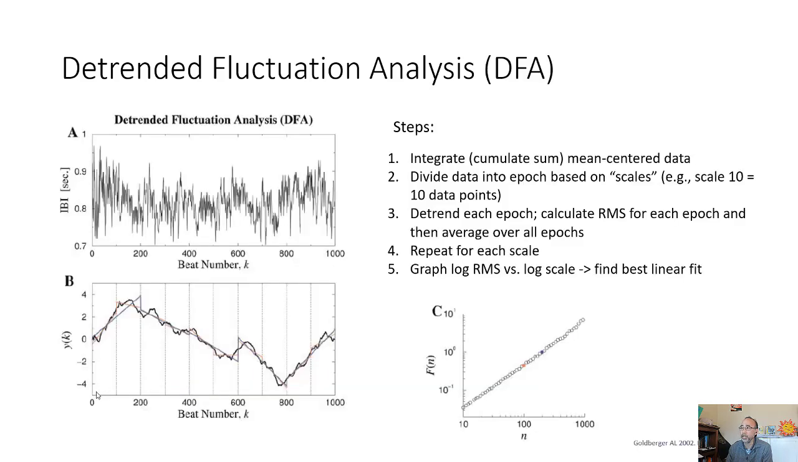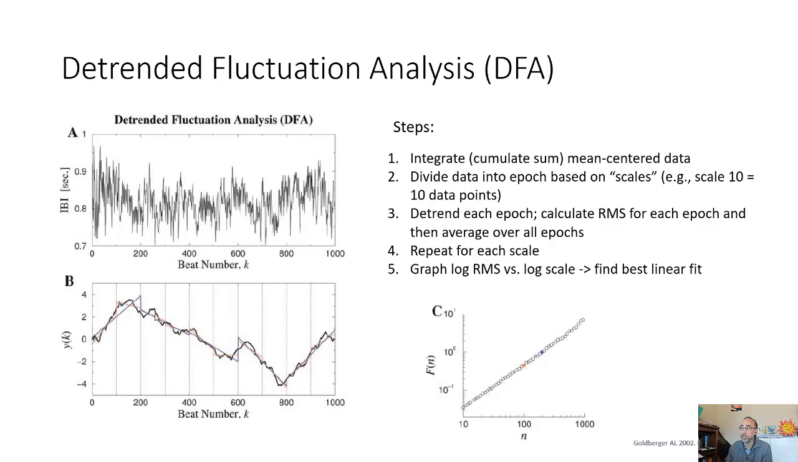And to explain how the DFA is done, you, for instance, take this heart rate data, or in this case, interbeat interval, and you plot it by beat number here. You take it and you integrate it. You integrate the mean-centered data to create this graph, which tends to be a little smoother. And you divide this data into epochs. The epochs are based on scales. So if you had a scale of 10, each epoch would be 10 points. If you had a scale of 100, then each box would be 100 data points in size.